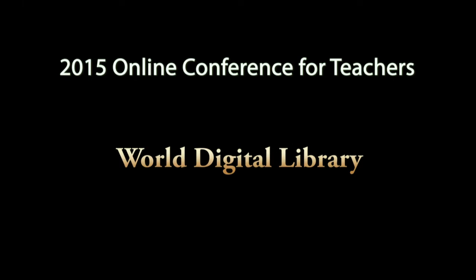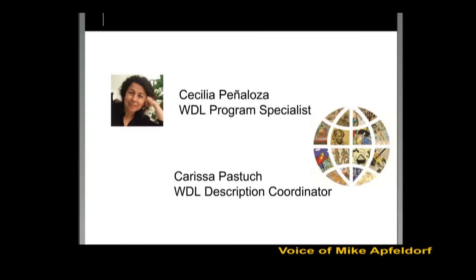I'd like to introduce our presenters for this afternoon. Carissa Pastick is the description coordinator for the World Digital Library, also known as WDL, and is involved at all stages of the production process. She collaborates with WDL partners around the world, with in-house colleagues, and with contractors. She works with scholars and language experts in the editorial process to create the most accurate descriptions with authoritative metadata. In 2014, she received dual master's degrees from the University of Arizona in Middle East Studies and Library Science.